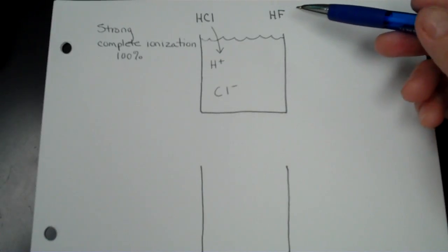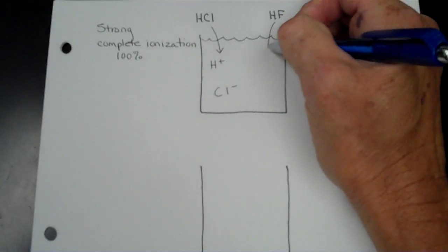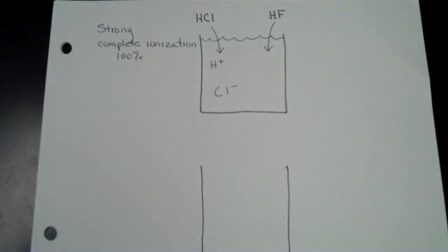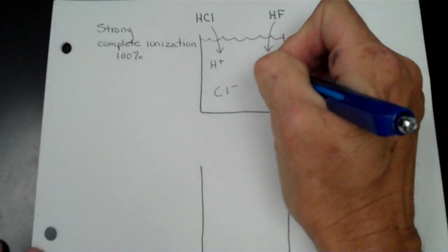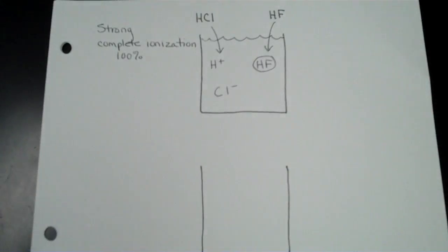In contrast, look at HF. According to solubility rules, it too will dissolve. But when it dissolves in water and the particles are no longer visible to your eyes, how does it exist in water? It exists as neutral molecules. These particles do not split up. They do not form ions. Now, this becomes very important later on when we talk about the topic of conductivity.